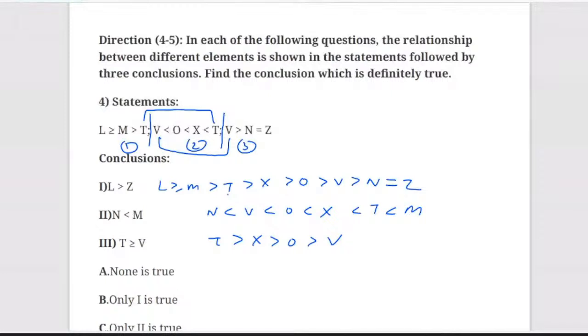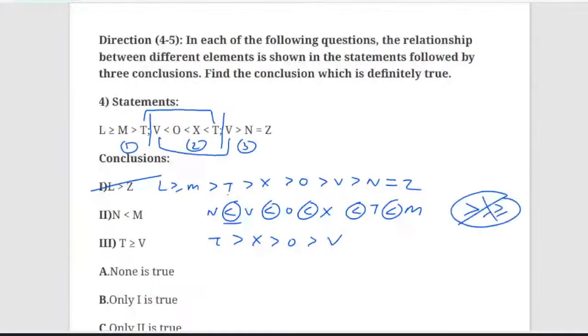Okay. So now see, in the first one, L is greater than Z. We have one symbol greater than or equal to, and everything else is greater than. But there is no opposite symbol. So definitely L is greater than Z. Now in the second one, N is less than M is given. All the symbols are less than. There are no opposite symbols, like greater than or greater than or equal to. Hence N is less than M.